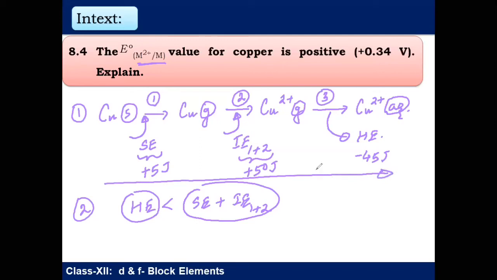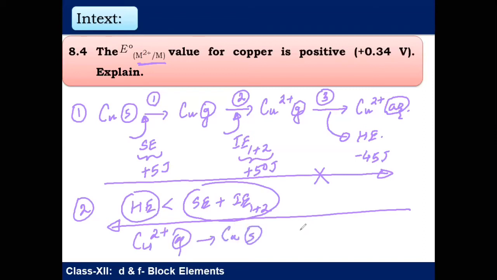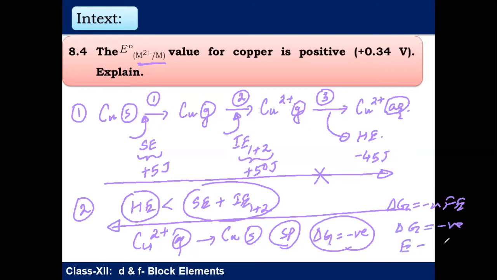So this is not a natural process. What becomes natural is the backward process. So Cu2+ aqueous giving rise to copper in solid state becomes a natural, spontaneous process. When this becomes a spontaneous process, what happens? Delta G becomes negative. For a spontaneous process, delta G is negative, and we know that delta G is equal to minus nFE. So if delta G is negative, then E automatically becomes positive. So why EMF, or half-cell EMF, is positive for this process is because of this reason. I hope you understand.